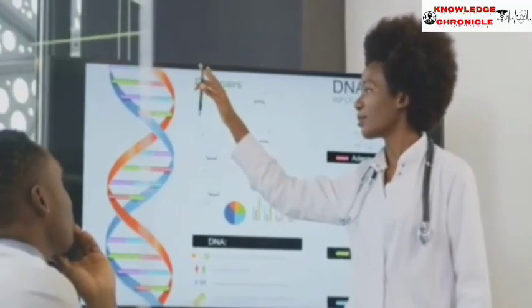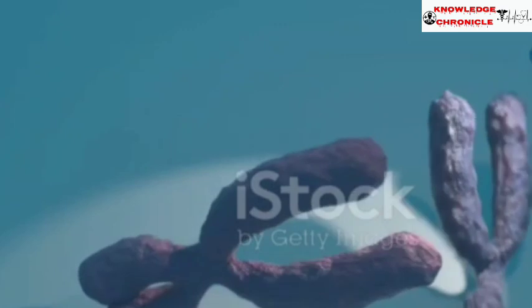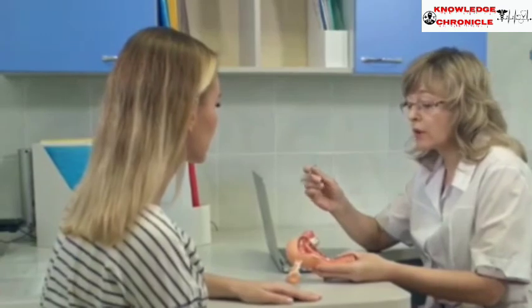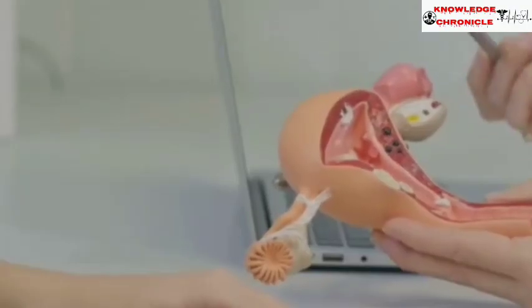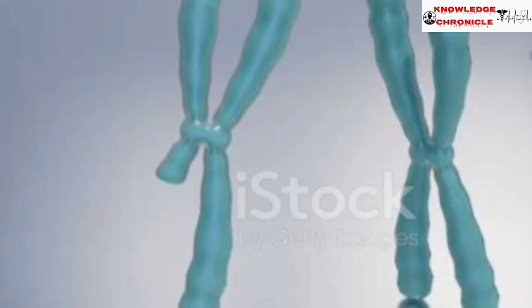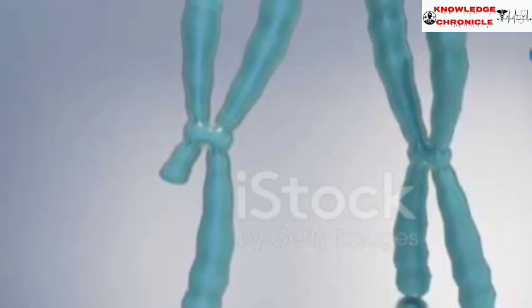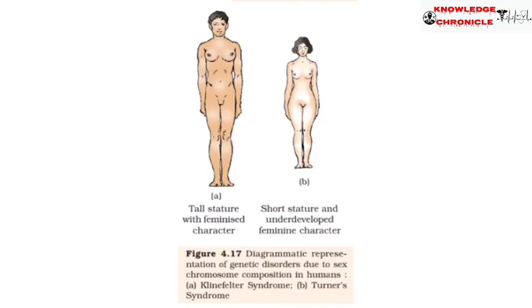Turner's syndrome, the missing X. This one affects females who have only one X chromosome, XO, 45 chromosomes. Features include sterility due to rudimentary ovaries, short stature, and lack of secondary sexual characters. Unlike Klinefelter's, Turner's patients have no Y chromosome.